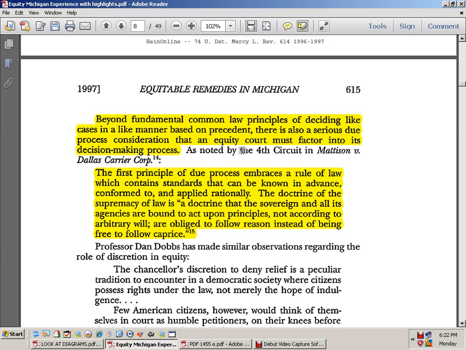Right? So, when that privateer pulls up behind you and flashes those lights, from that moment you've just been falsely arrested. And it just continues from there, right? Because you're not going to get due process. The first principle of due process embraces rule of law, which contains standards that can be known in advance, conformed to, and applied rationally. The doctrine of supremacy of law is a doctrine that the sovereign and all its agencies are bound to act upon principles, not according to arbitrary will, are obliged to follow reason instead of being free to follow caprice, right?